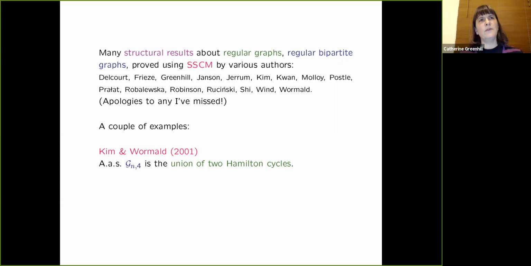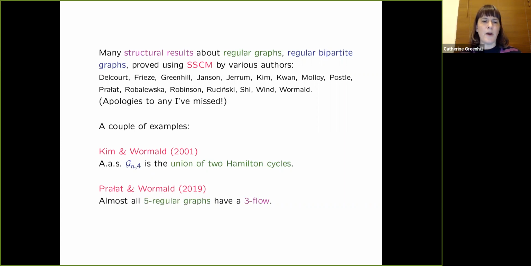Kim and Wormald proved that a random 4 regular graph asymptotically almost surely decomposes into the edge disjoint union of 2 Hamilton cycles. And if I remember rightly, this was the last piece that they needed for their contiguity arithmetic, so that you could write 4 equals ham plus ham. And Prawat and Wormald proved that almost all 5 regular graphs have a 3-flow using small subgraph conditioning, where you orient the edges in a particular way to get the flow, and orient them randomly. And a whole bunch of other results.